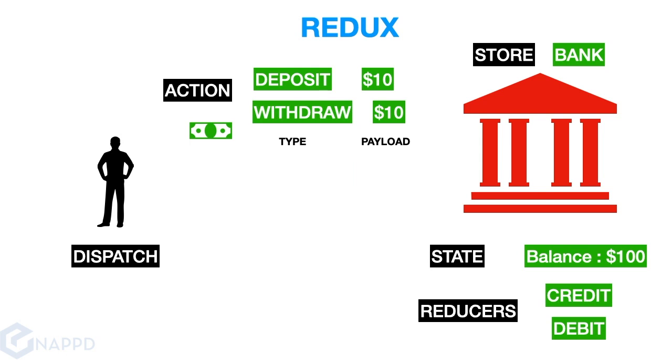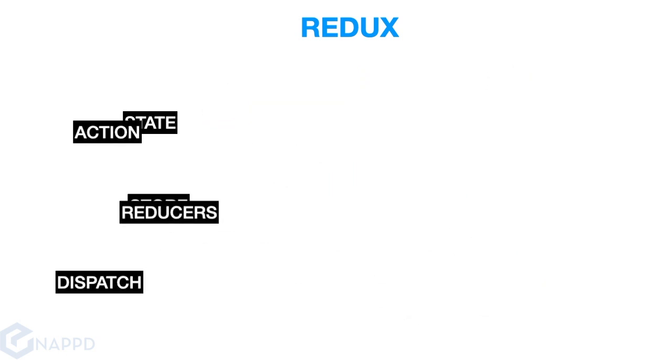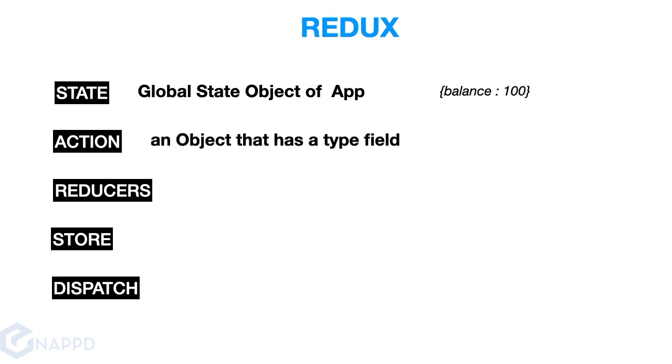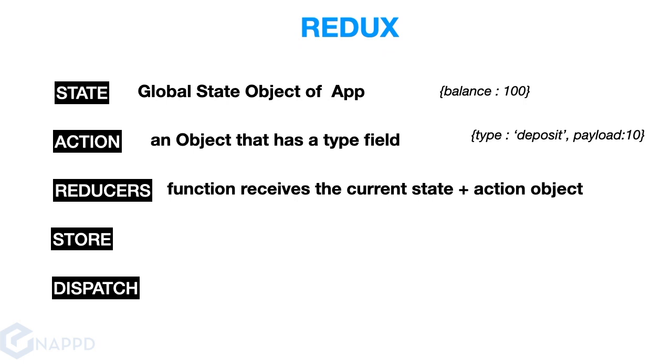Now let's understand in terms of a JavaScript programming context. State is a global state object of your app, which stores everything about your app or nested component, like a nested JavaScript object. Right now, you assume that the only state you have is a balance. An action is an object that has a type field like deposit and a payload like 10 here. Reducers are the functions which receive two things, the current state and the action object. Depending on that, they give you a new state. So that is a simple formula.